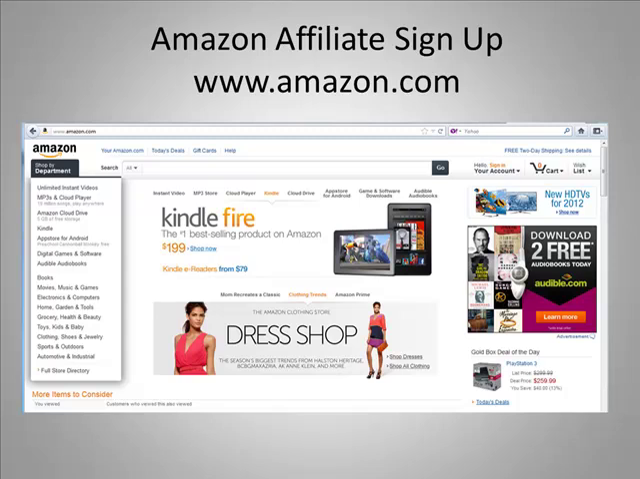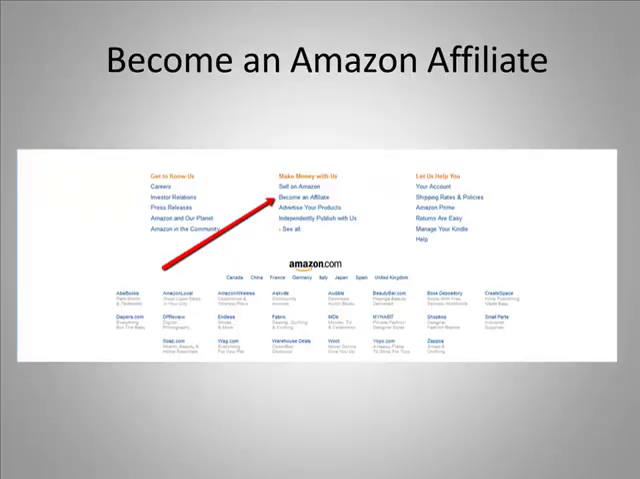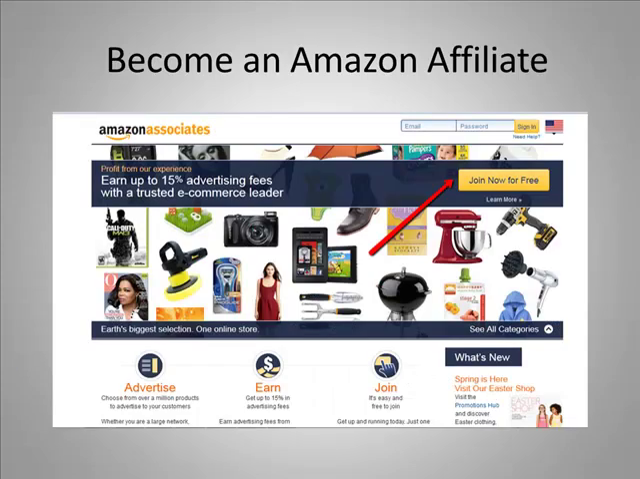So just go to Amazon.com and you'll want to go to the footer of the website. The footer of Amazon.com, meaning the bottom of it, and just click on Become an Affiliate. And this will basically take you through the process of becoming an Amazon affiliate. You're going to go to this page that says Earn up to 15% advertising with a trusted e-commerce leader, and you can just click on Join Now for free.